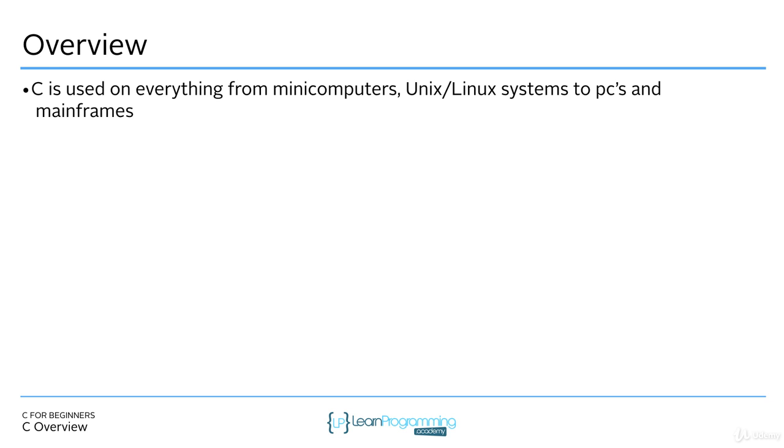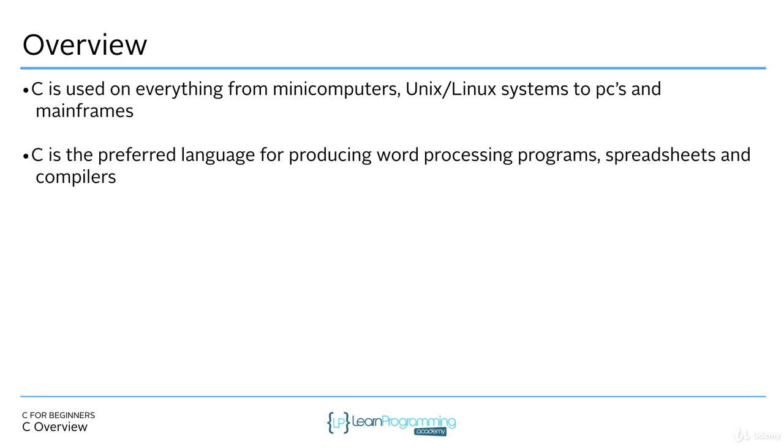It's used on everything from minicomputers, different operating systems, mainframes. Like I said, it's widely used, so very useful to learn. It's the preferred language for producing word processing programs, spreadsheets, and compilers. A lot of compilers are written in C. We understood what the term compiler means from our last lecture. This is a reminder: this is what takes the source code and translates it to the instruction sets. So you can actually write a compiler, which is just a program, in the C language.